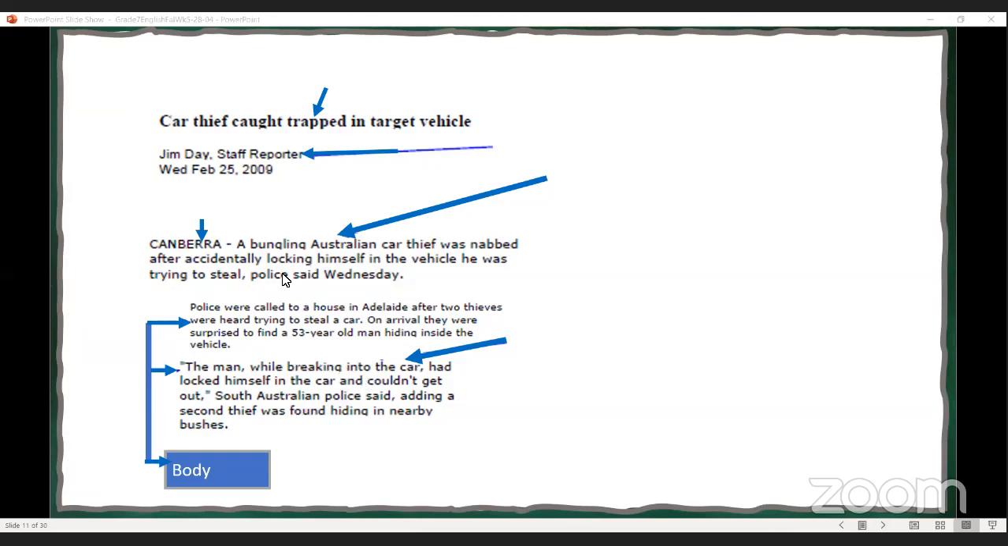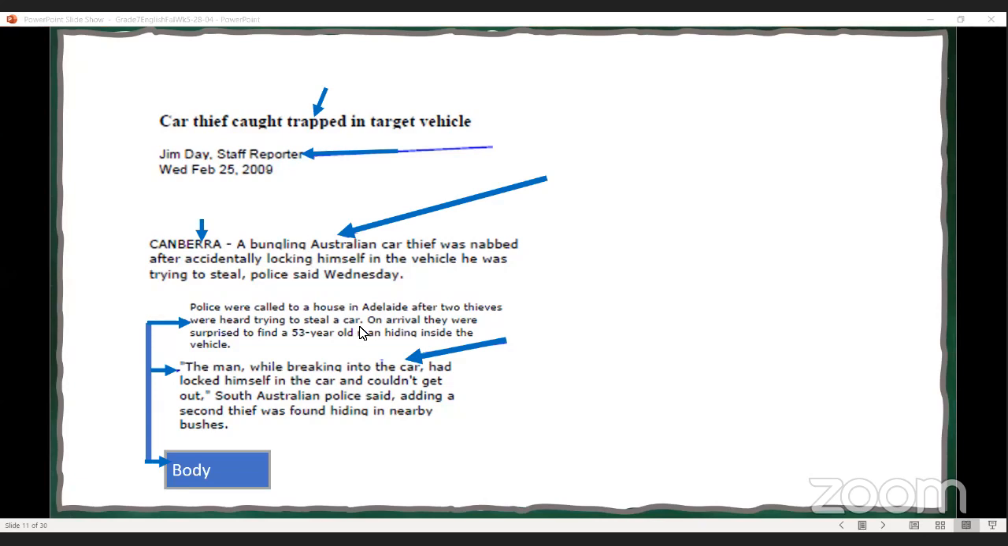All right, so this is an article that I found. I thought that I could use it to help you break down the different parts. Okay, so if I read through it, it says at the top, "Car thief caught trapped in target vehicle." Day staff reporter, Wednesday, February 25th, 2009. Canberra, a bungling Australian car thief was nabbed after accidentally locking himself in the vehicle he was trying to steal, police said Wednesday. Police were called to a house in Adelaide after two thieves were trying to steal a car.